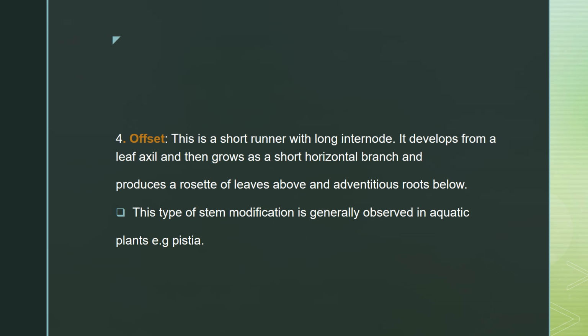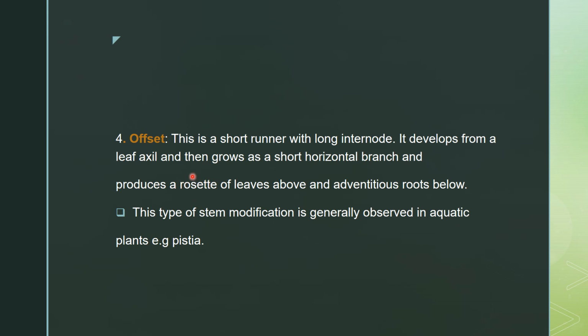Offset. This is a short runner with long internode. It develops from a leaf axil and then grows as a short horizontal branch and produces a rosette of leaves above the adventitious roots below.